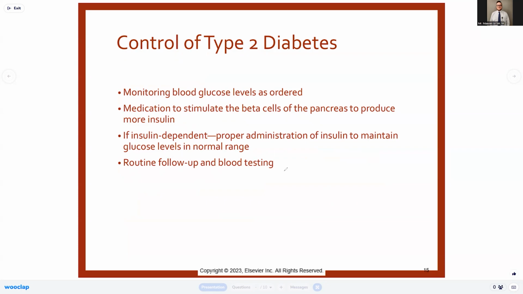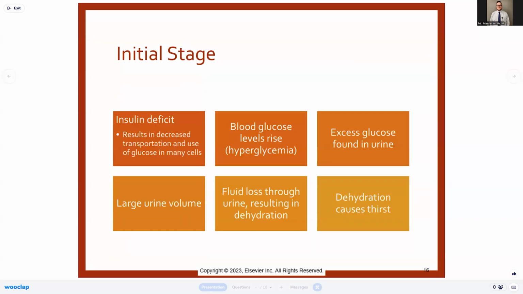If they need insulin, following a proper insulin regimen would be helpful, and then continued blood testing. So the initial stage for any of the diabetes is fairly similar. The initial problem with diabetes, type 1 or type 2, is that they have too much sugar in their bloodstream. Whatever the cause, if there's not enough insulin, like in type 1, or there's increased insulin resistance, blood levels of glucose are going to rise.